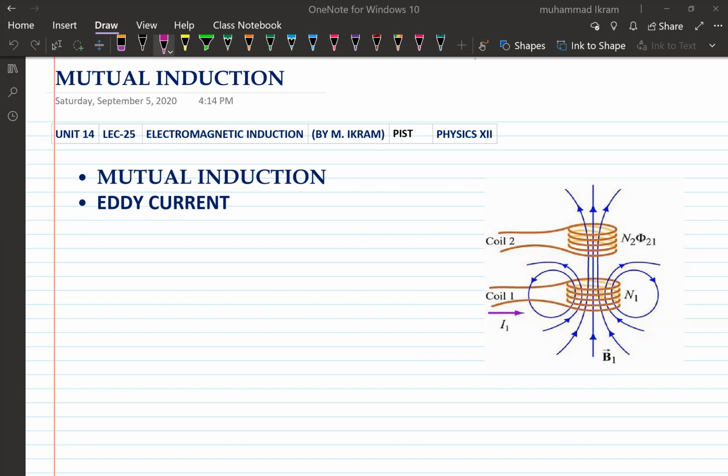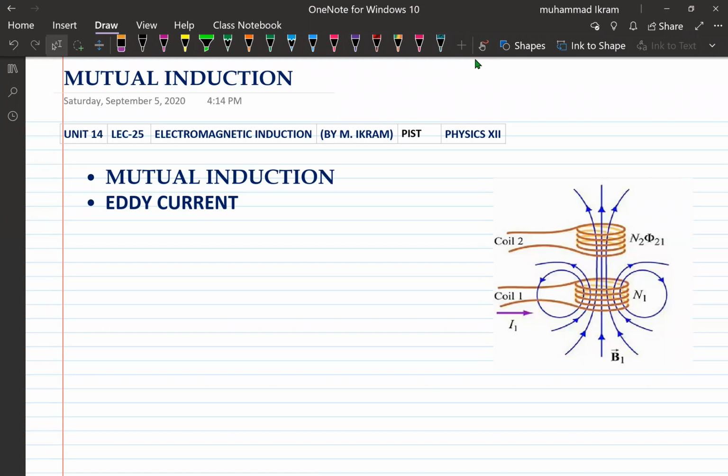Today is our 25th lecture, Unit 14, Electromagnetic Induction. And our topics today are mutual induction and AC current. So let us start with the name of Allah Almighty. Bismillah ar-Rahman ar-Rahim.